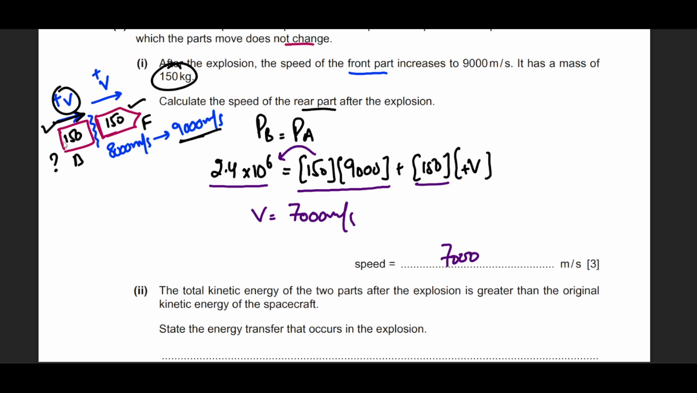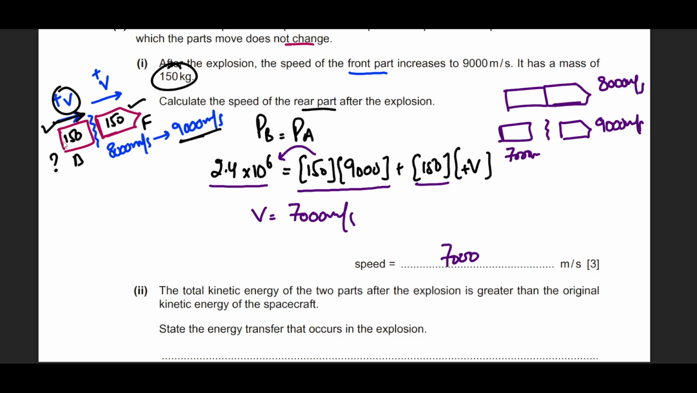So this can become 7,000, which means that previously, when both parts were moving collectively as a single entity, they had a speed of 8,000 meters per second. Now, after the split, the forward part is moving at a speed of 9,000 meters per second, and the back part is moving at a speed of 7,000 meters per second, each with a mass of 150 kg. Collectively, previously, they had a mass of 300 kg, right? So this is before, and that is the after situation.